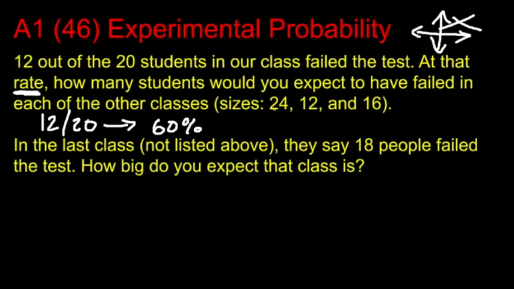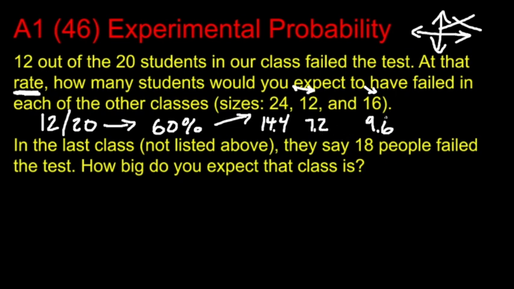60% of the students failed a test. All right, so we would want to be finding 60% of 24, 60% of 12, 60% of 16. You're going to get some decimals. All right, so 14.4 students in that class, 7.2 students in that class, 9.6 students in this class.